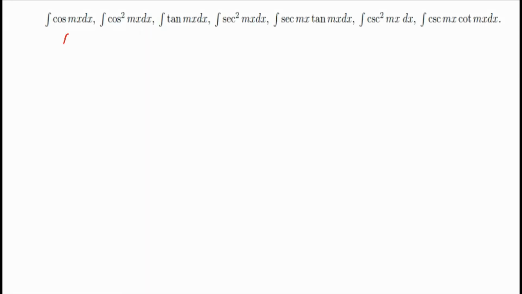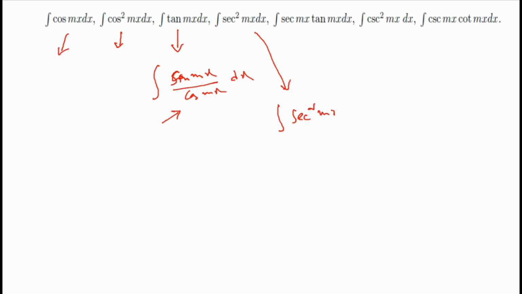Next, integration of cos x, we already discussed that. Cos square x, we also discussed that. Tan mx, you can write this as sin mx by cos mx, and just substitute cos mx equal to z. You can easily integrate that one. For sec square mx, this is tan mx by m plus c.